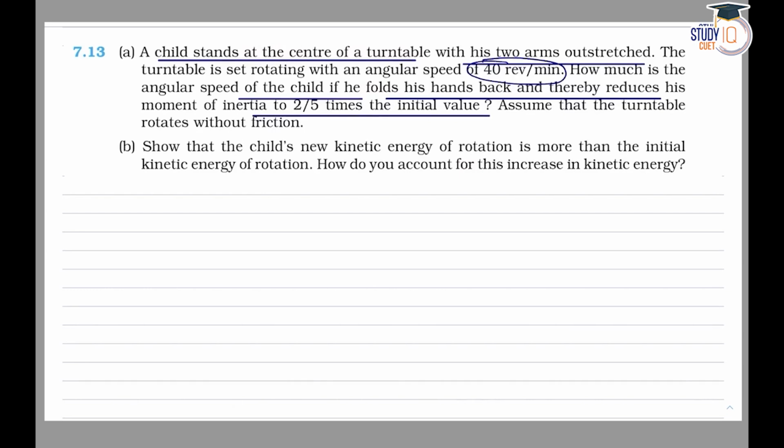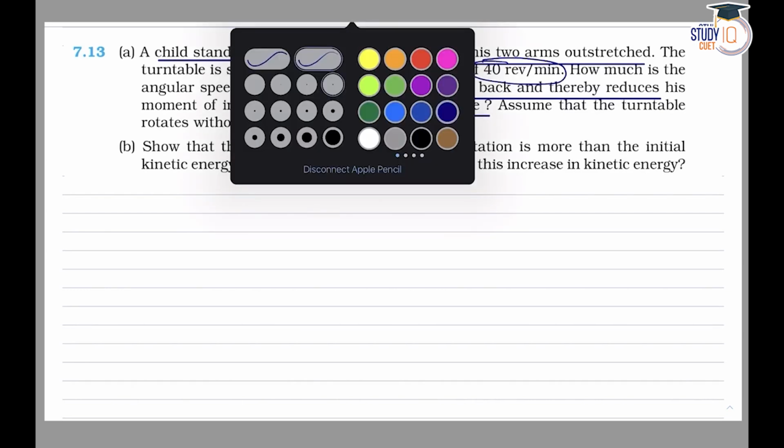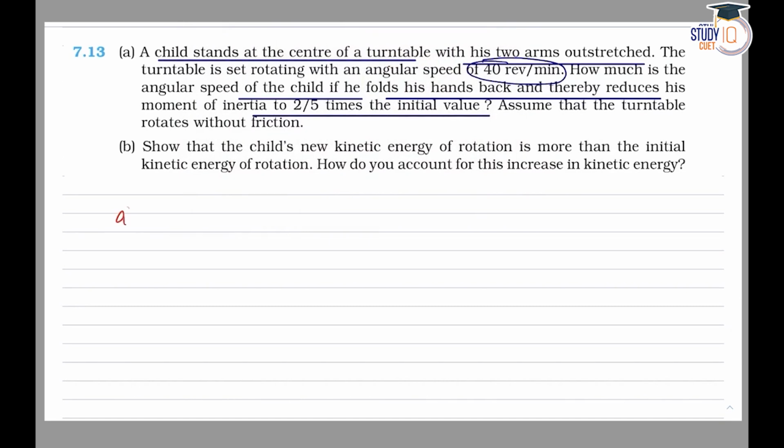So in this situation, we can use the conservation of angular momentum as there is no external torque acting on the system. So angular momentum initial is equal to angular momentum final. Angular momentum is given as I1 omega 1 equal to I2 omega 2. It is said that the final moment of inertia is reduced to 2/5 times the initial moment of inertia.